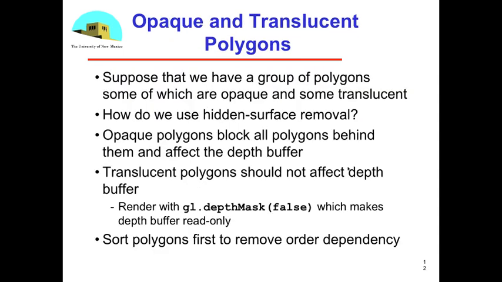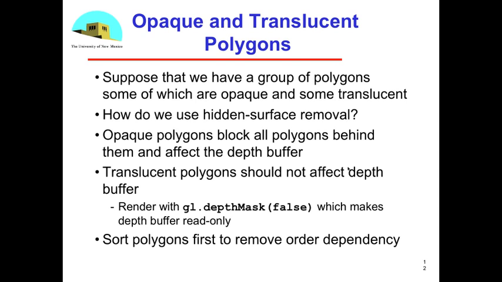If you have some polygons that are opaque, some that are transparent, what happens when you do the hidden surface removal? Well, the opaque polygons, we know they're going to block everything that's behind them, and they'll affect the depth buffer, so that when a new polygon comes along that happens to be behind any of the opaque polygons, the hidden surface removal will take care of that.